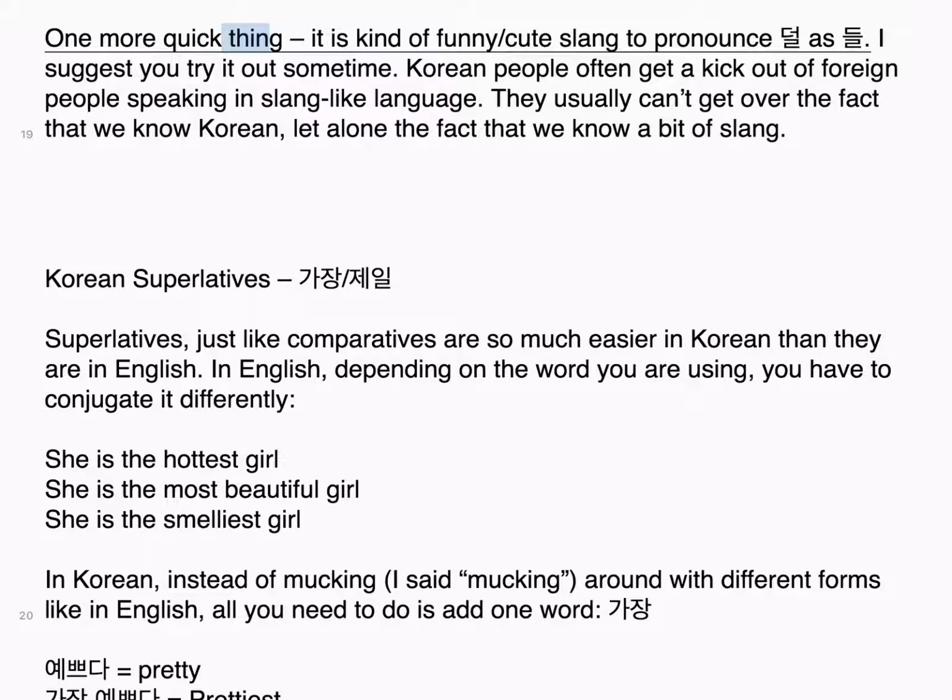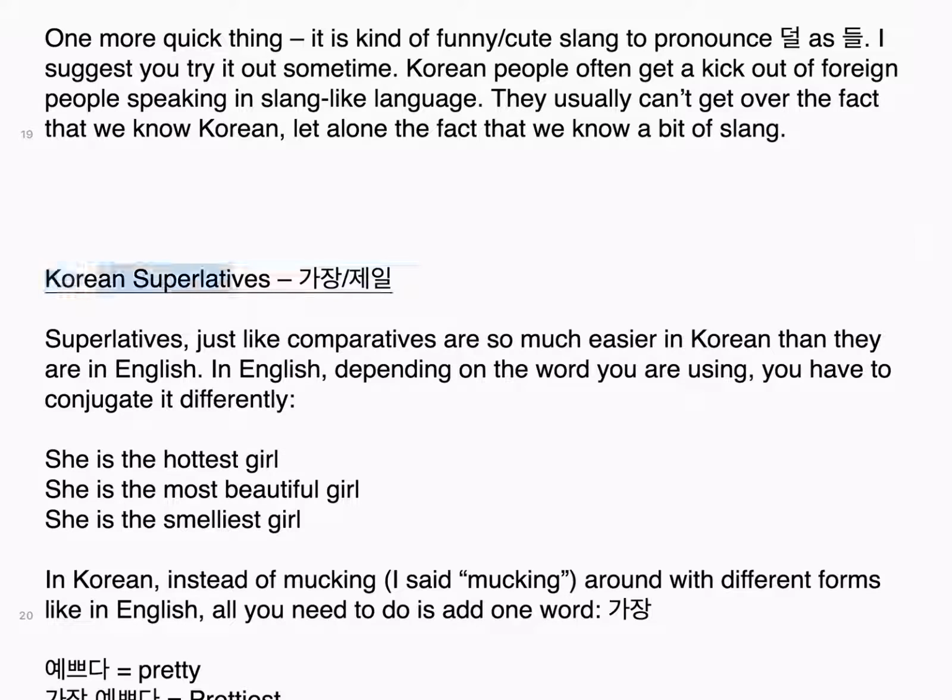One more quick thing, it is kind of funny cute slang to pronounce 덜 as 들. I suggest you try it out sometime. Korean people often get a kick out of foreign people speaking in slang-like language. They usually can't get over the fact that we know Korean, let alone the fact that we know a bit of slang.